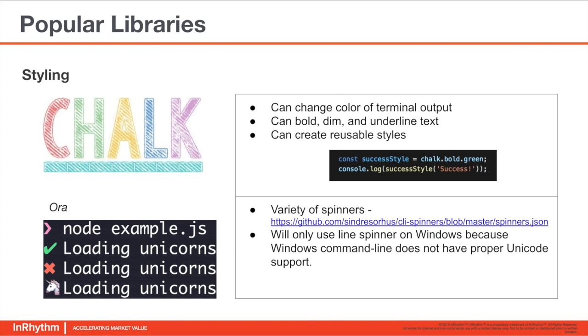Now on to styling. Chalk is a very popular library for adding more color to the terminal output. The developer can change the color for warning, success, or error messages. They can also bold, dim, and underline text, as well as create reusable styles like you see in the code snippet below. Ora is just a simple terminal spinner, but it does have a variety of spinners that you can use, instead of making one from scratch.